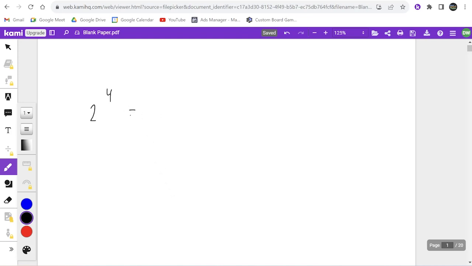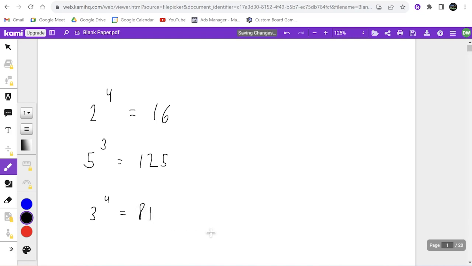The answer is 16. Next, 5 cubed. What is that? That's going to be 125 because it's 25 times 5, which is like 5 quarters, 125. And then one more, 3 to the 4th power. Well, 3 cubed is 27. 27 times 3 is going to be 81.